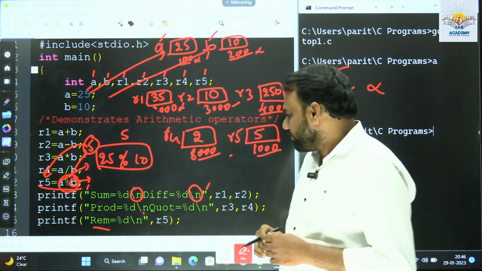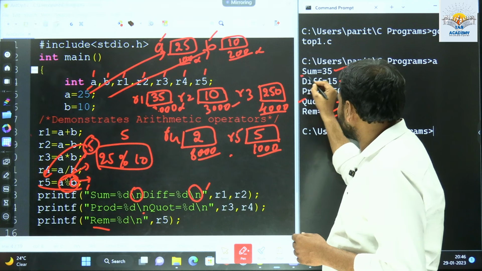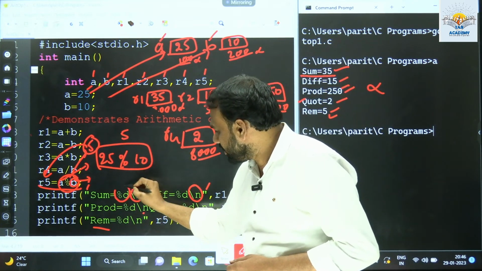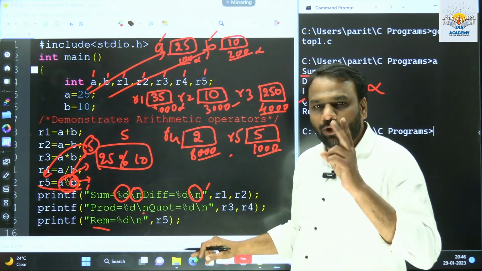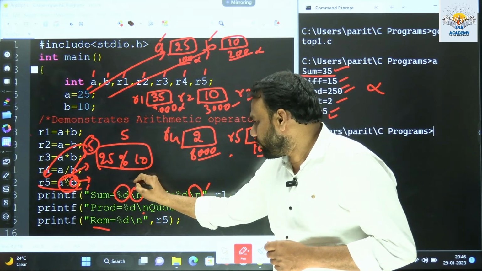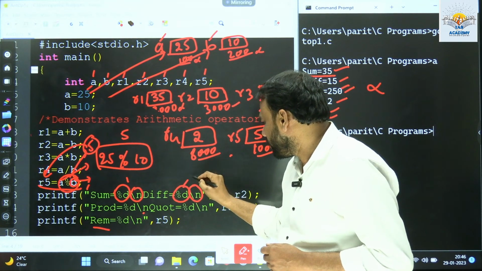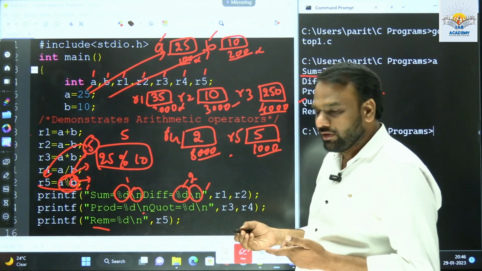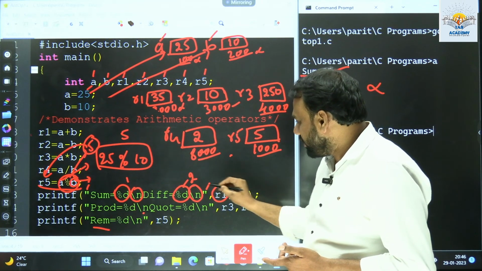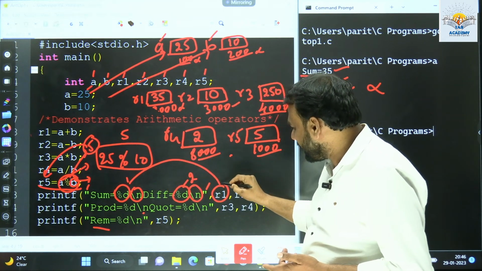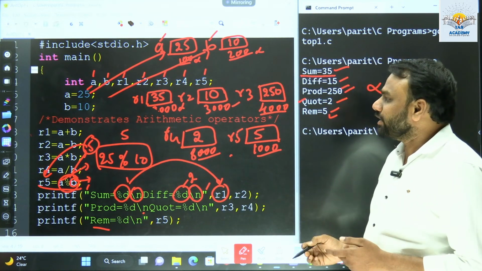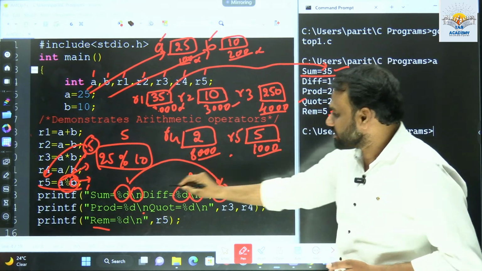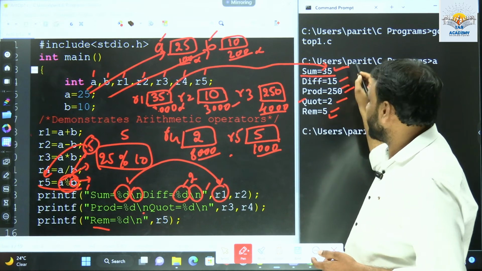Next, if you observe, what is displayed here? Sum is equal to 35. So sum is equal to percentage D. So in this first printf statement, how many percentage D's do we have? Percentage D 1, next percentage D 2. So this first percentage D will be replaced by what? By content of R1. So in place of first percentage D, content of R1 will be displayed. So what is the content of R1? 35. So that's why, if you observe, in place of first percentage D, 35 has been displayed here.